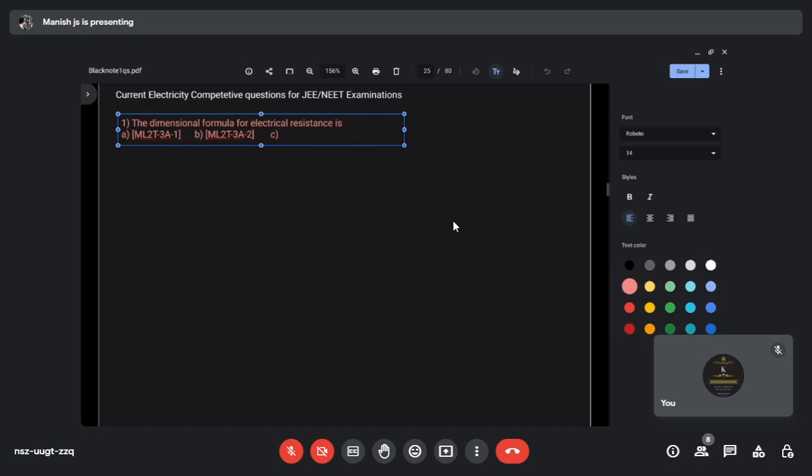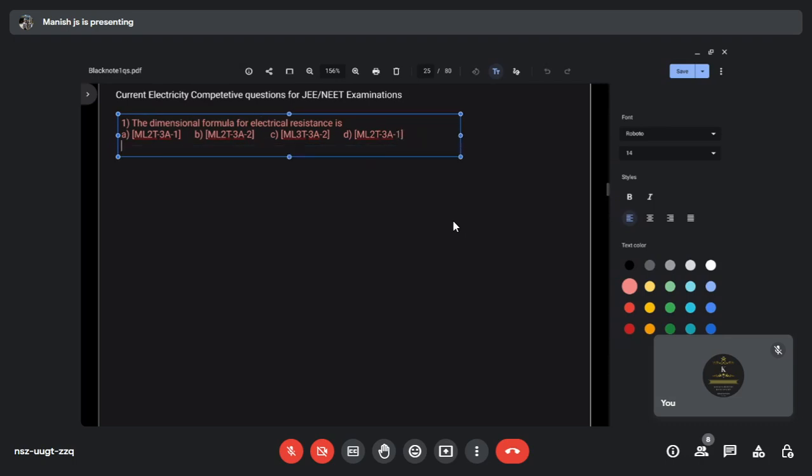Option C, M L cube T to the power minus 3 and A to the power minus 2. Finally, option D is M L square and T to the power minus 3 and A to the power minus 1. Option B, sir. Option B.